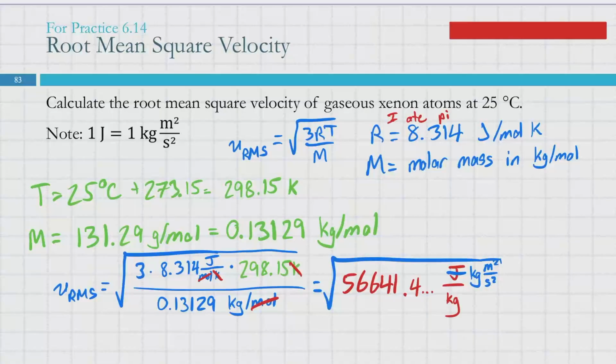When we do that, we can see, hopefully, that our kilograms are going to cancel out. And that's why it's very important that our molar mass is in kilograms per mole. It's so that the kilograms here cancel out when we substitute in for joules. So our kilograms cancel, and then the units that we're left with are meters squared per second squared.